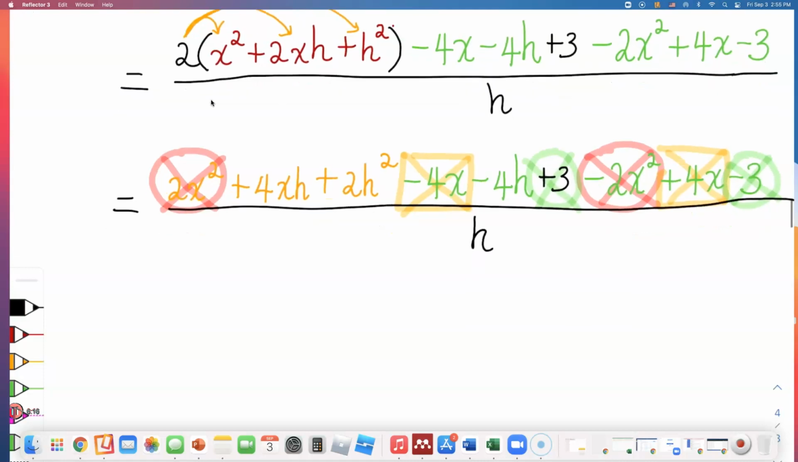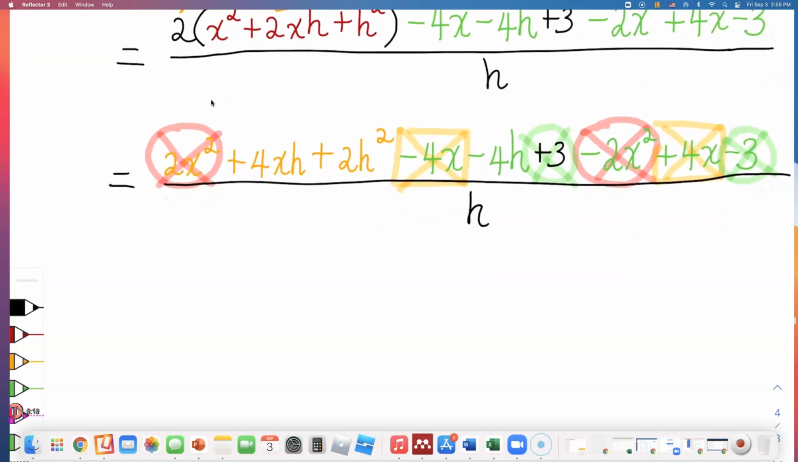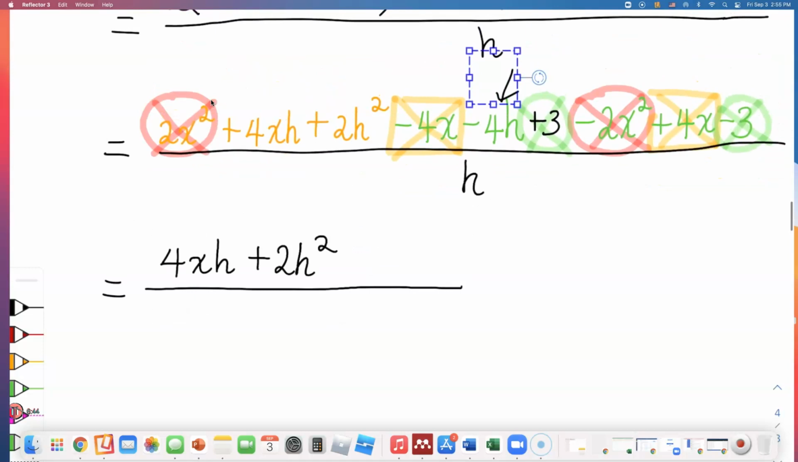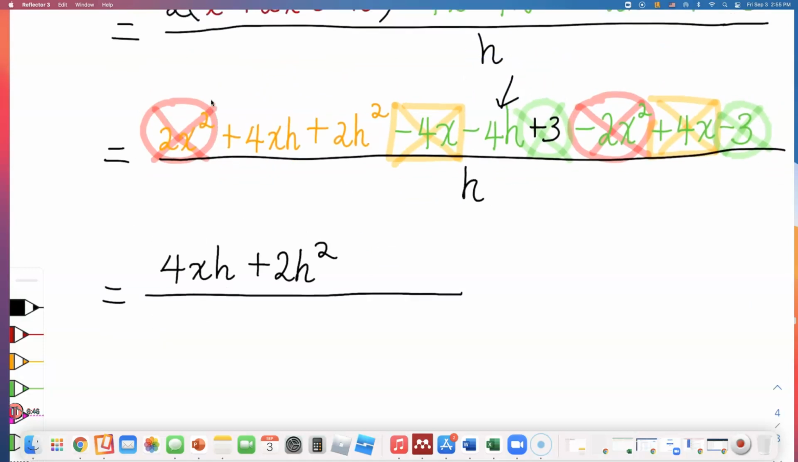What I now need to do is write down whatever is left on top of the fraction. I have 4xh, right there. And then I also have 2h squared plus 2h squared. And what else survived this great canceling out? Right here, the minus 4h, right? The minus 4h. So I'll say minus 4h. And all over h is just waiting.